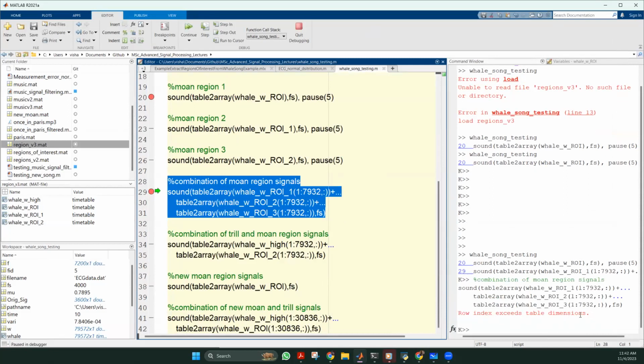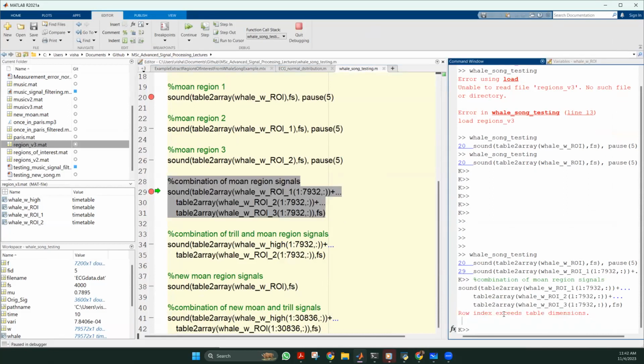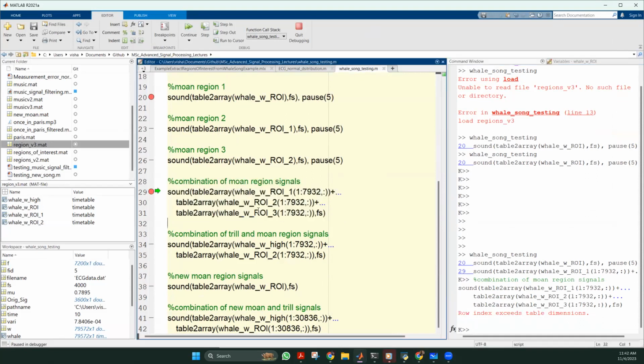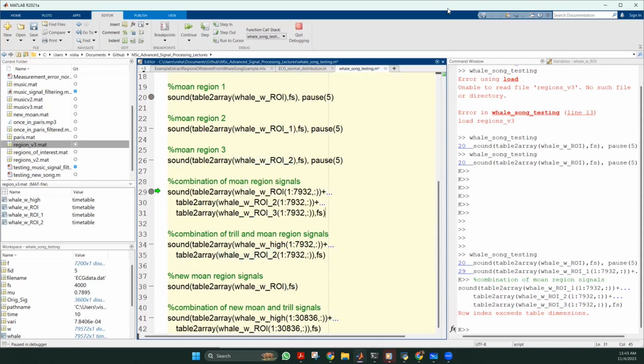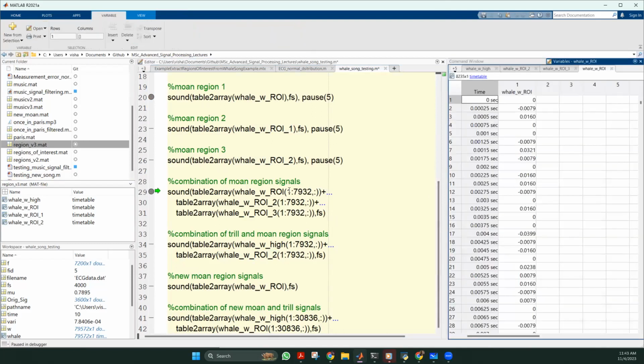Yeah, it gives an error because it says the row index exceeds table dimensions. That means one of the signals does not have enough data. So I need to find the signal with the least amount of data, and then I have to take that same amount for all the different signals.